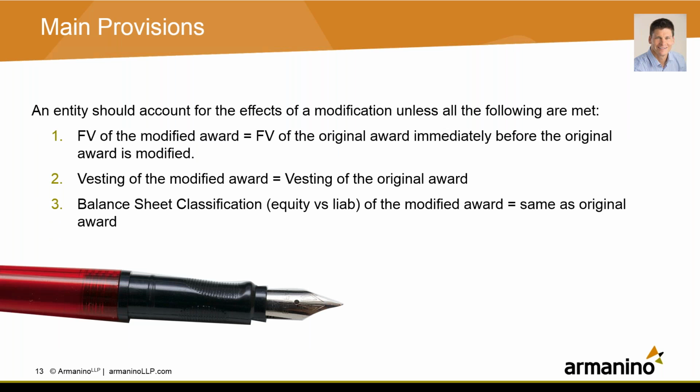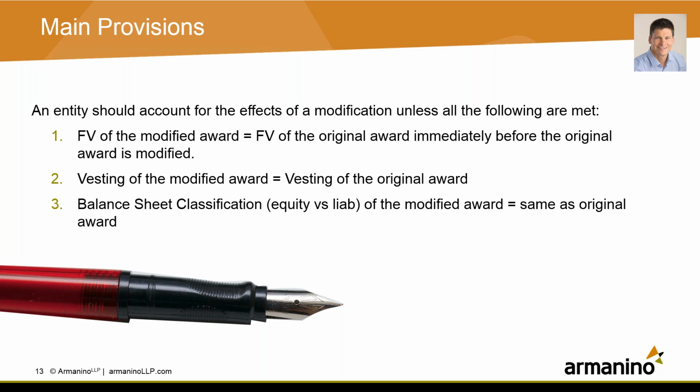Effectively, what this new standard says is that any modification that you make to any stock option award, whether it's restricted stock or a stock option, unless these specific 3 criteria are met, that modification should be accounted for and disclosed, and basically you need to rerun the fair value calculation to determine what is the incremental compensation.